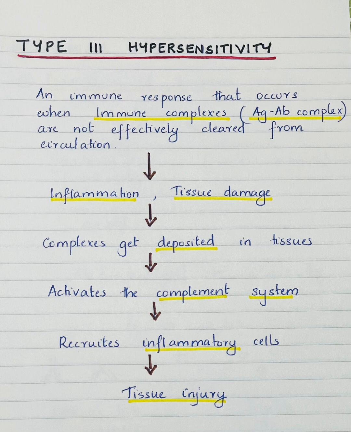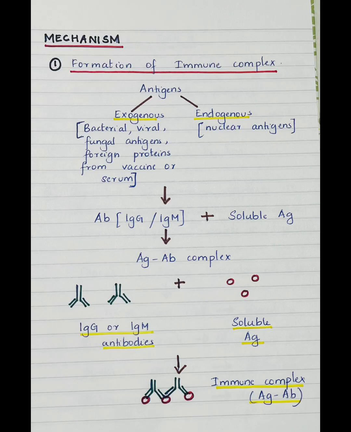Sometimes these immune complexes are not properly cleared from the circulation. So these complexes get deposited in tissues, which in turn activates the complement system, recruits inflammatory cells such as neutrophils, macrophages, mast cells or platelets to that site, and results in tissue injury. Now let us look into the mechanism of type 3 hypersensitivity.